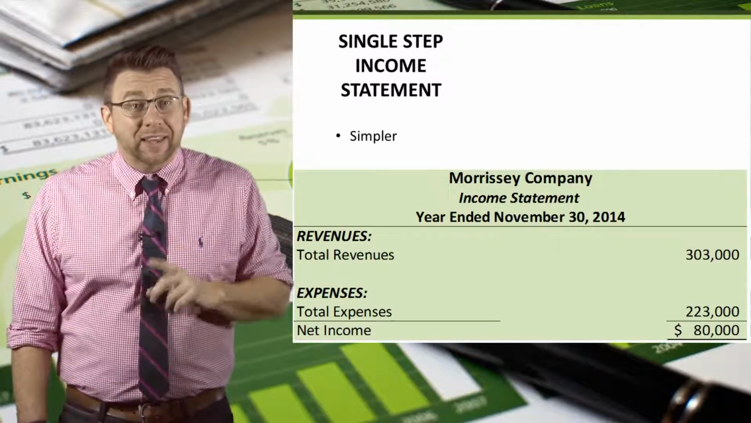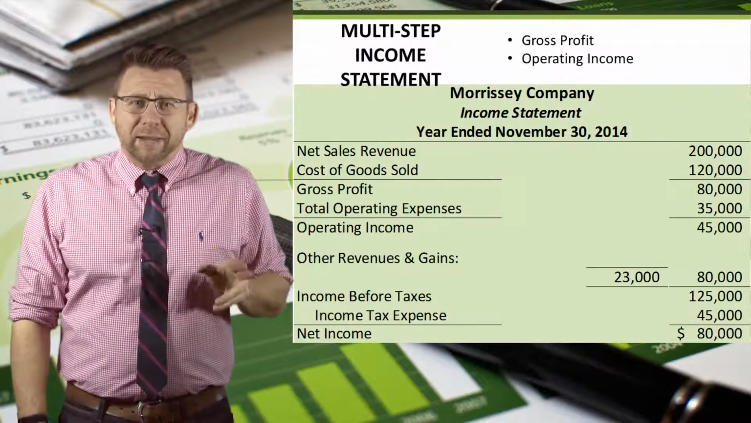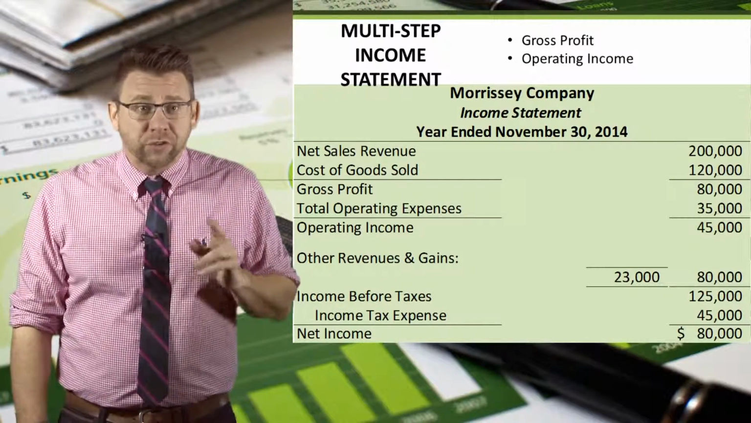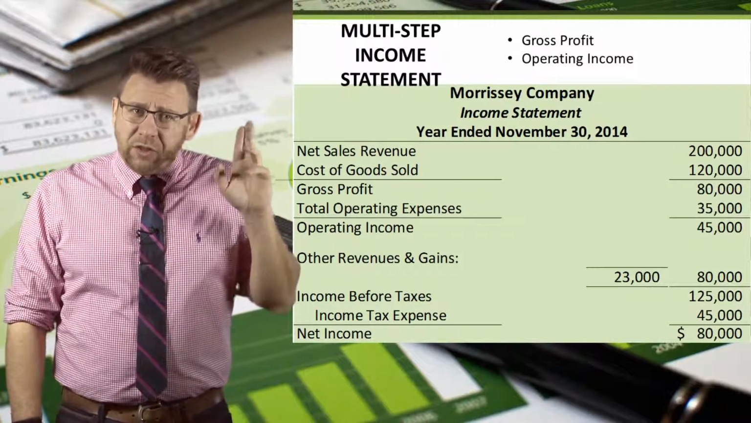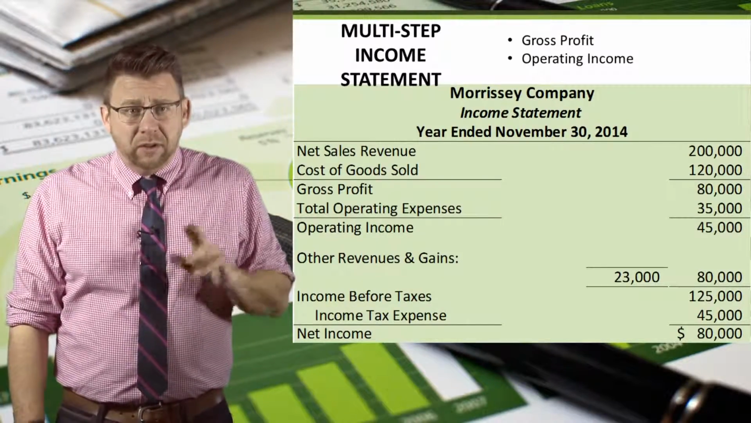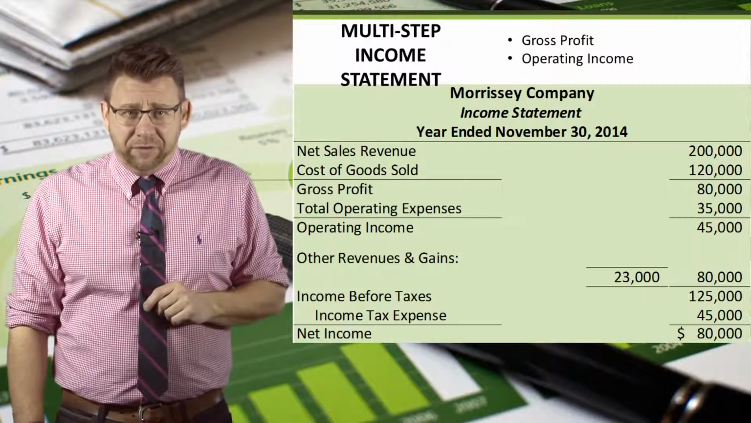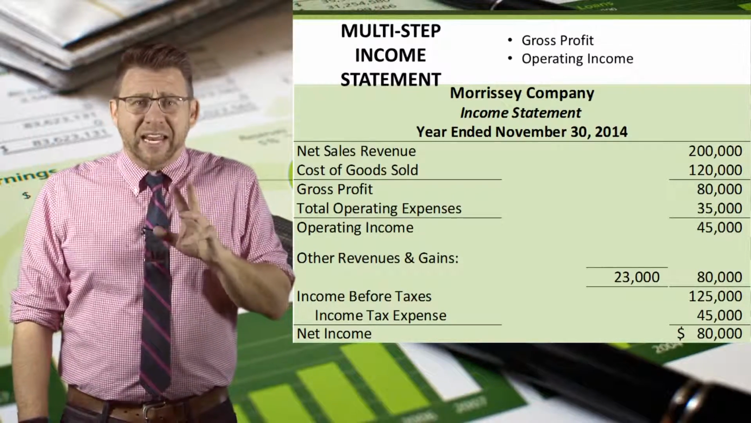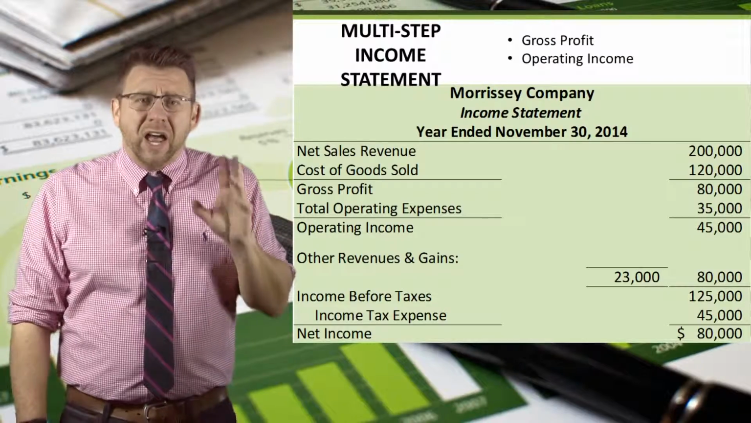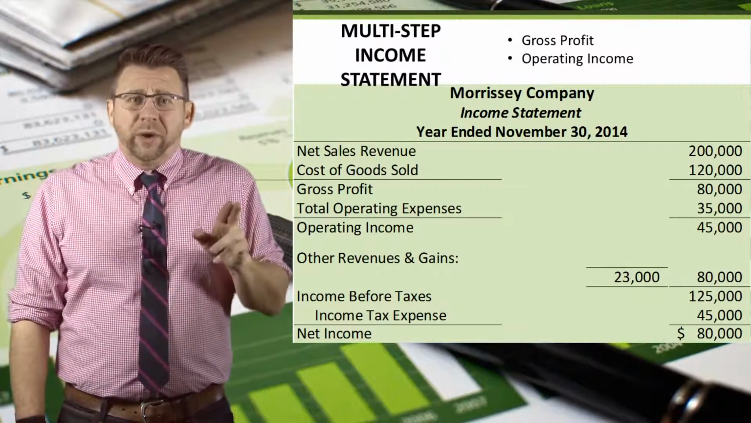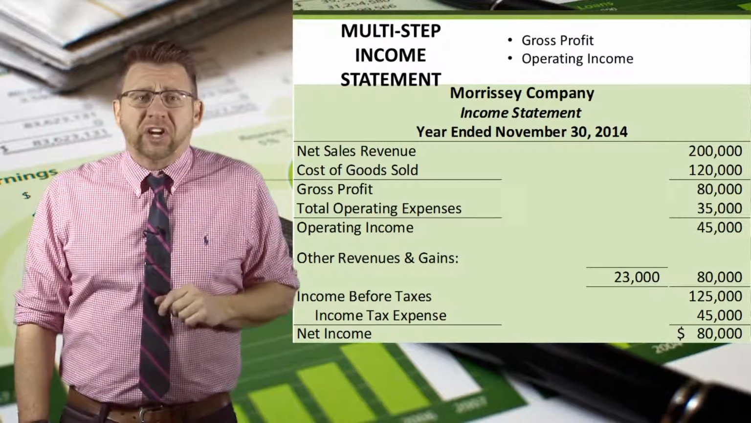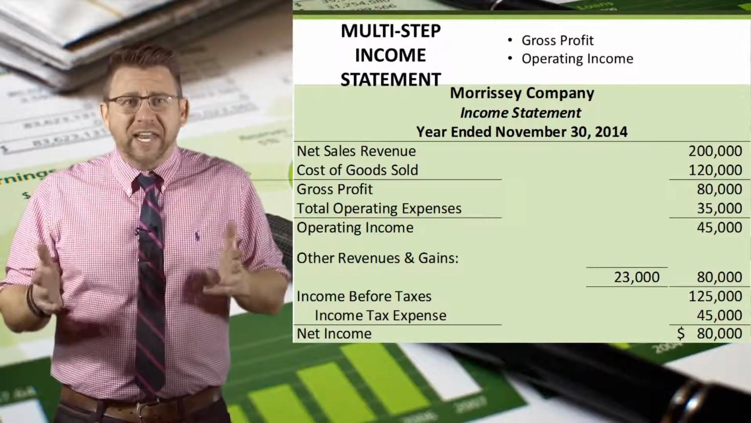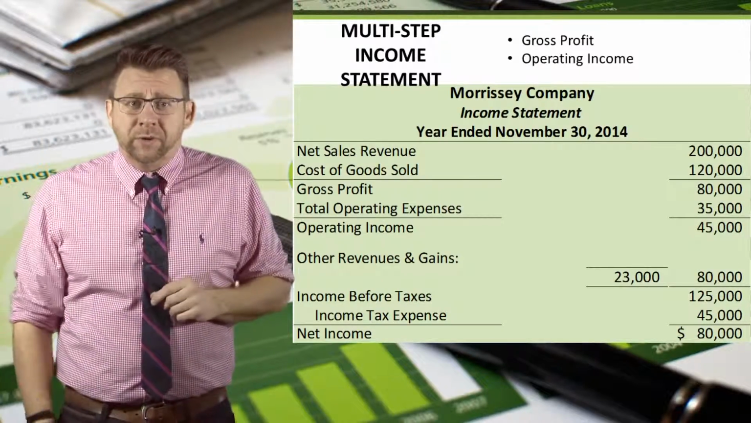Let's answer that by looking at the multi-step format. The multi-step format gives us better information about gross profit and operating income. That is why non-service firms use this format. Notice that although the company had $80,000 of net income from $200,000 of net sales revenue, operating income was only $45,000. In fact, $80,000 net came from the non-operating section. If you recall, this company had a $100,000 gain on the sale of land. How repeatable is that? Could they just sell land at a profit each year into perpetuity?